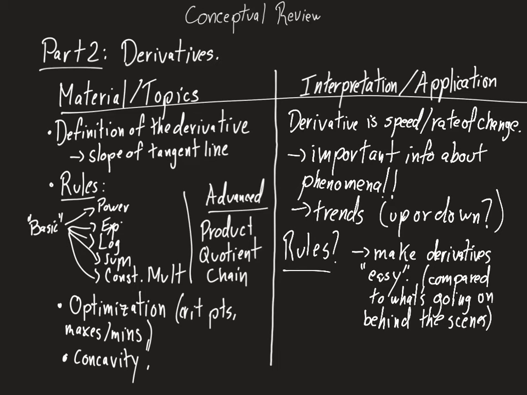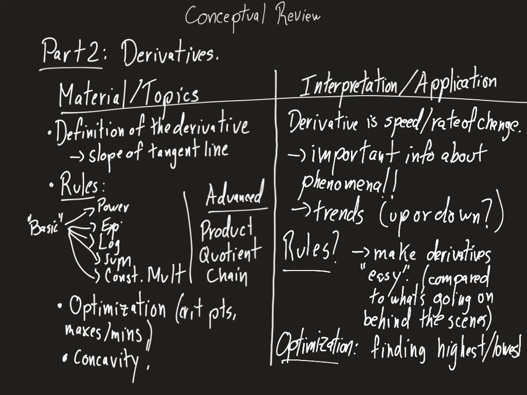Now, last but not least, optimization. I almost shouldn't have to tell you guys what the interpretation or application of optimization is: finding the high points or the lowest points is very useful. So this, very, very globally speaking, is an overview of everything that we covered.